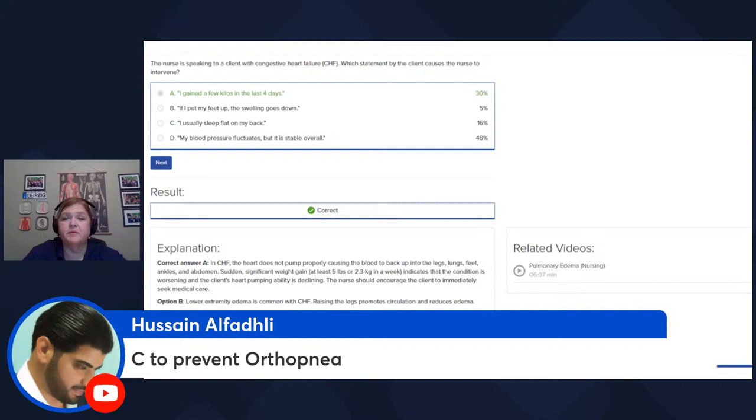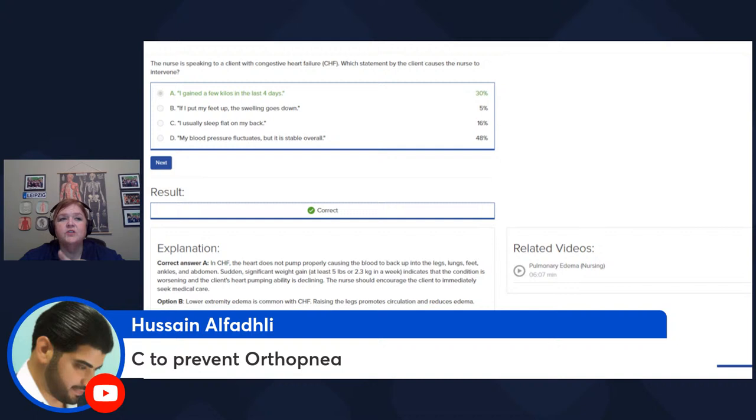Now, I know we're talking about pulmonary today, but I just wanted to throw this one in there for you to see how we walk through questions. Of these four, that's going to be the answer that I'm going to follow up on most. And look at the stats here. Only a third of the people picked it. Most people went for this one.